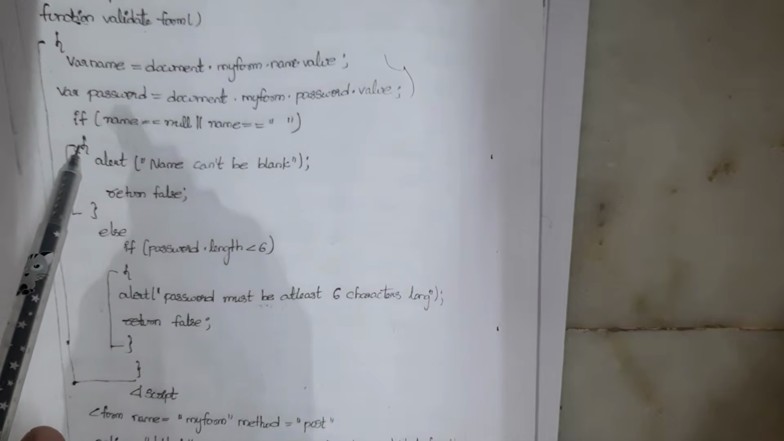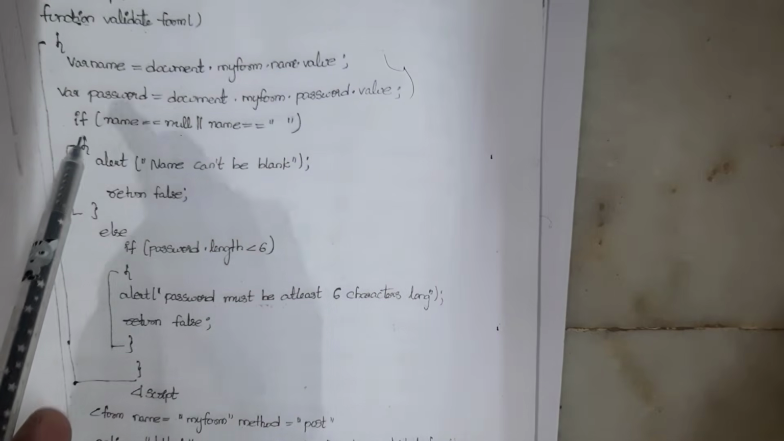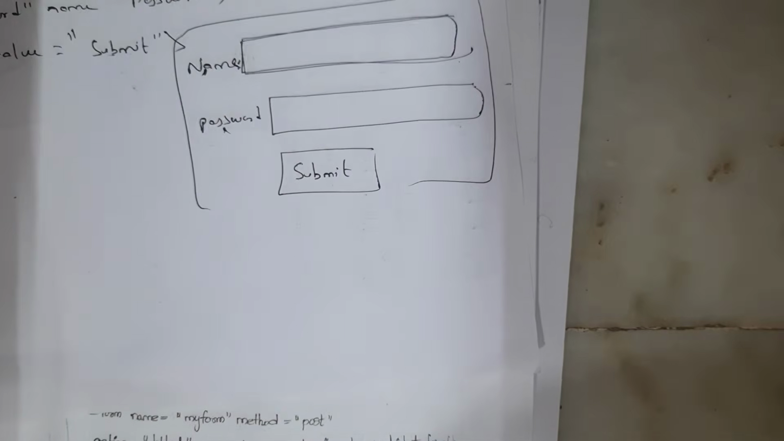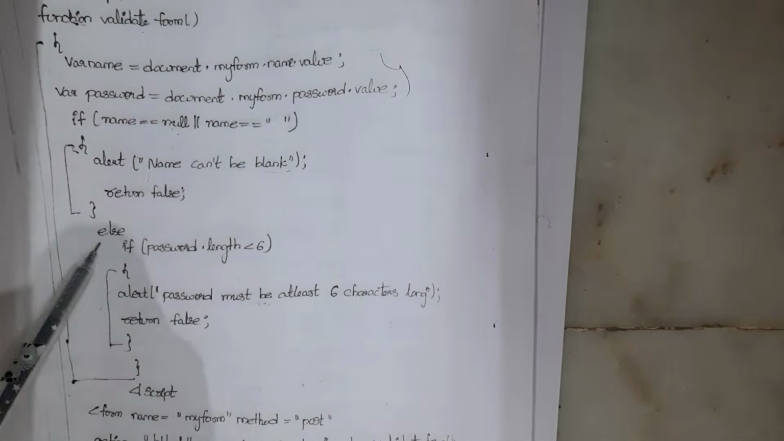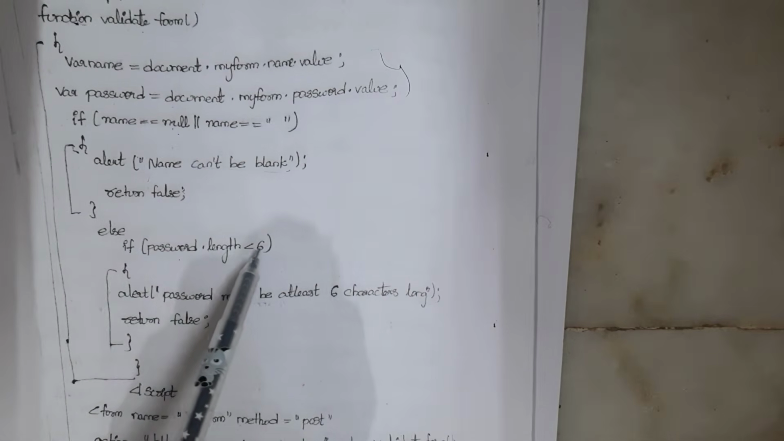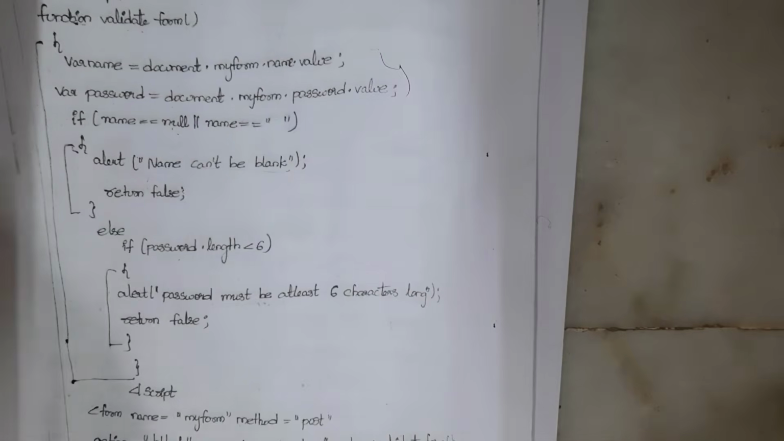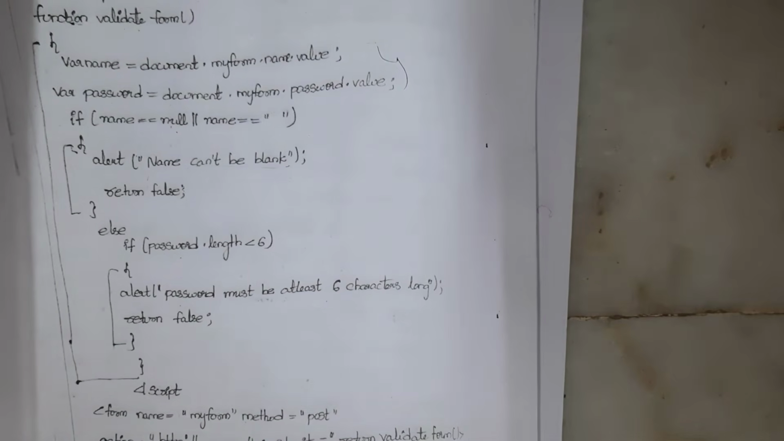If name equals null or name equals empty, then it should display a message like alert "name cannot be blank" and return false. For example, if you do not enter any information in name and password, it should display "name cannot be blank." Else if the password is less than 6 characters, then it should display "password must be at least 6 characters long." In order to display this message, we need to write this script. This is form validation in JavaScript.